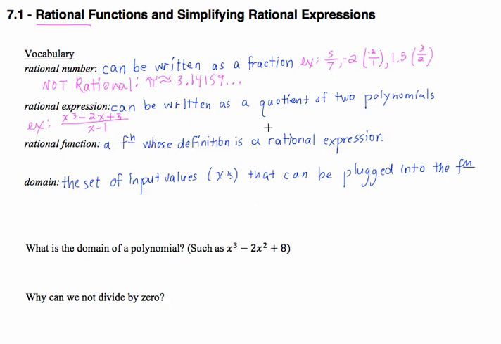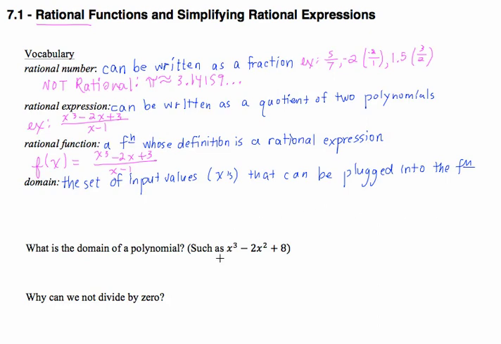A rational function is a function whose definition is a rational expression, so the only difference is it would say f of x equals. Okay, your domain. Again, that's the same thing. It's still the set of input values, or the x's, that can be plugged into the function. So just like in the previous section, when you're finding domain, the best way to do it is to find the x values not in the domain, and then your domain is everything else. Now because rational expressions deal with fractions, and you can't divide by 0, domain is usually an issue.